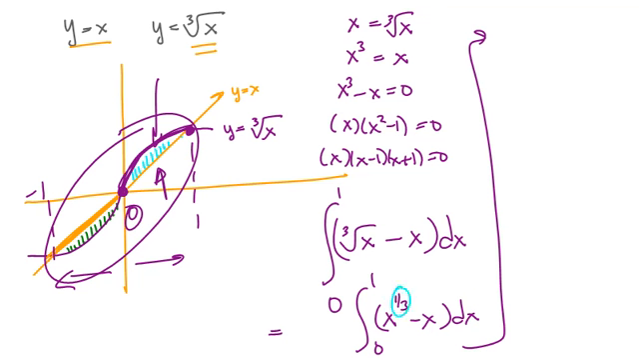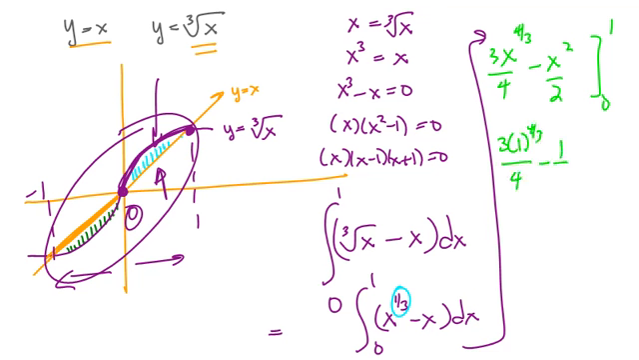So I'm going to take this exponent and raise it by 1, so that's 1/3 plus 3/3, so it's 4/3. Dividing by 4/3 is the same as multiplying by 3/4, minus x squared over 2, evaluated between 0 and 1. So plugging in the 1, I get 3/4 times 1 to the 4/3 minus 1 squared over 2, and I subtract 0, which means I'm going to subtract nothing.